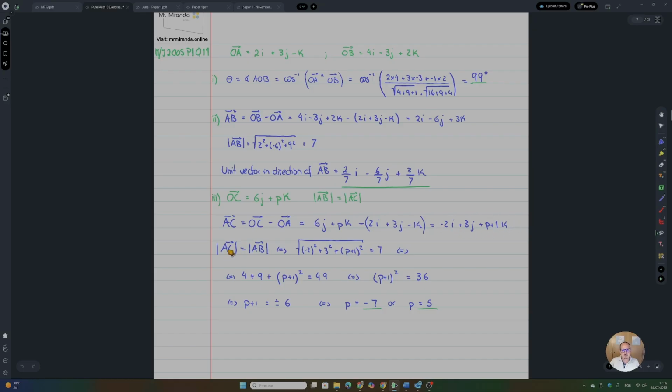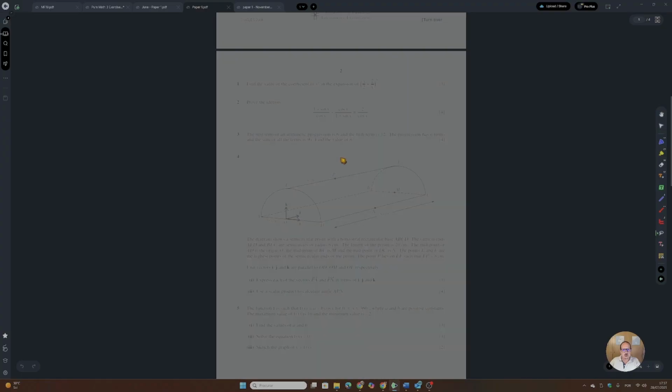What is AB? Now you know that the modulus of AC equals the modulus of AB. So the modulus of AC is given by the square root of the sum of each component squared, which equals the modulus of AB, which we already got from the previous question. All right, so it's just solving this equation. Simple enough, and eventually you'll get to the two values of p.